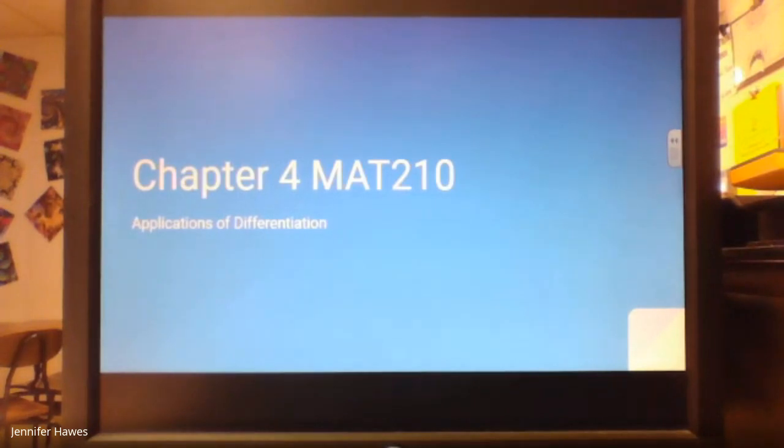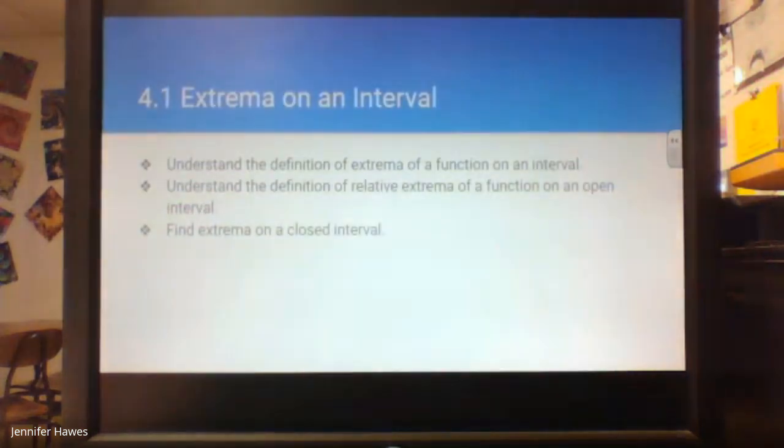Okay, so this is a little bit of applications of derivative stuff. When they're talking about extrema, they're just talking about highs and lows. If you think of a graph of a function, it hits peaks and valleys. Depending on what your graph looks like, it could have a lot of peaks and valleys, but then you'll have a maximum, which is your highest point, and a minimum, which is your lowest point.